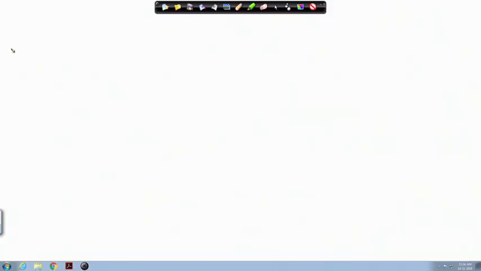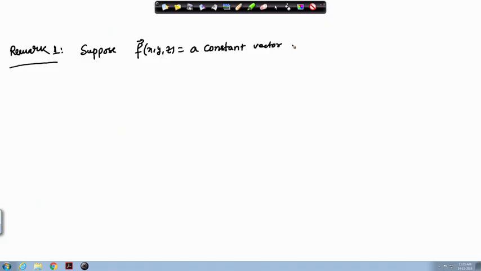Now, let's consider a few more examples. Some remarks are also to be addressed. So, let us consider our first remark. Suppose f(x, y, z) equals a constant vector, then find the gradient, divergence of f, and curl of f.